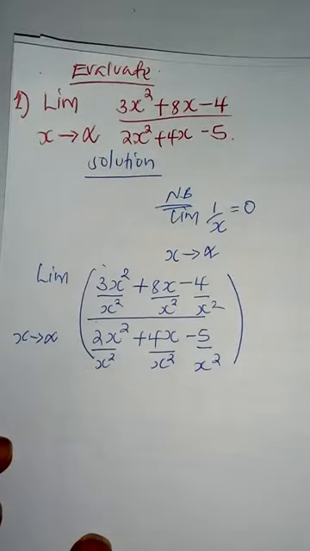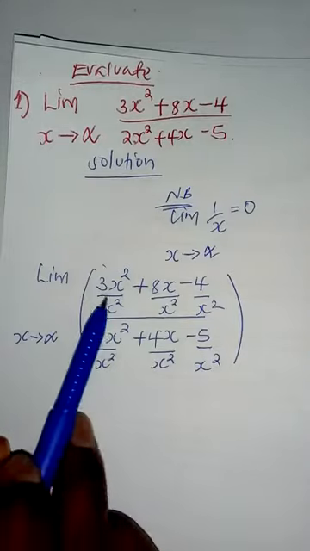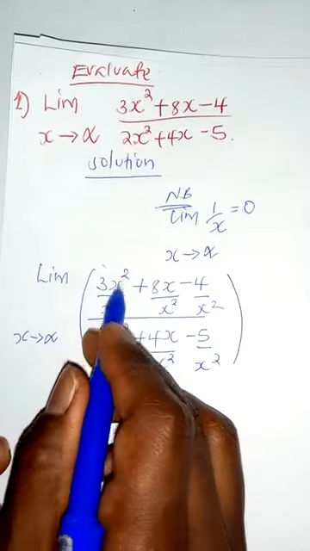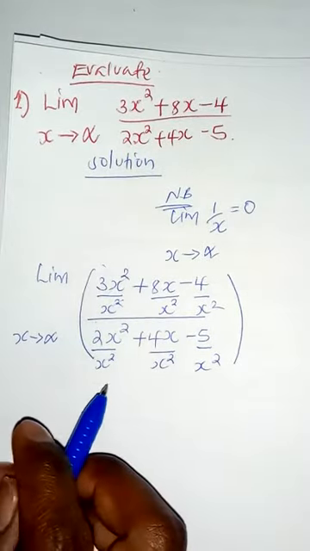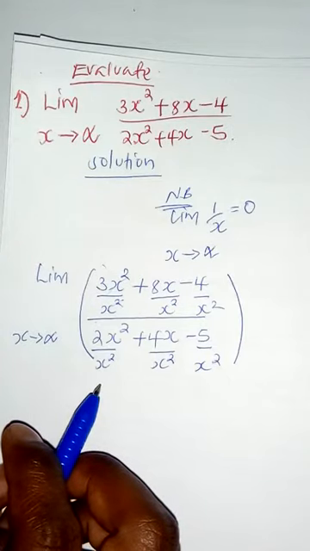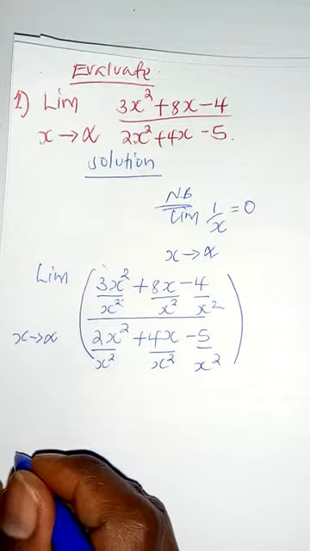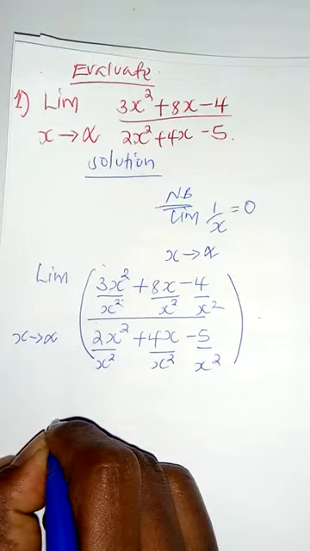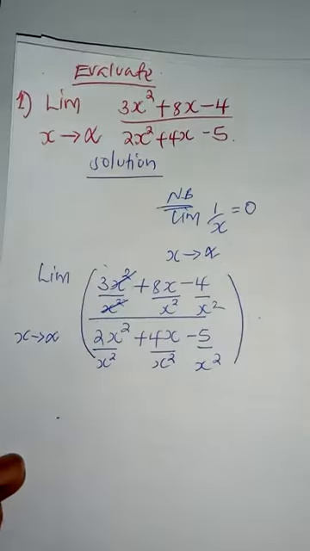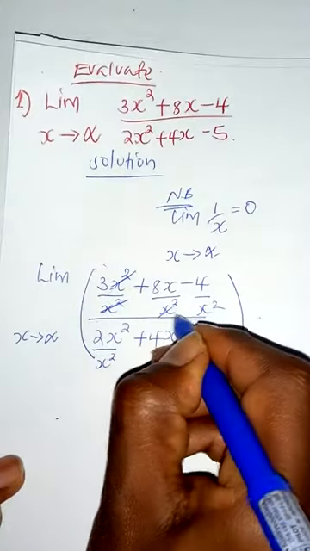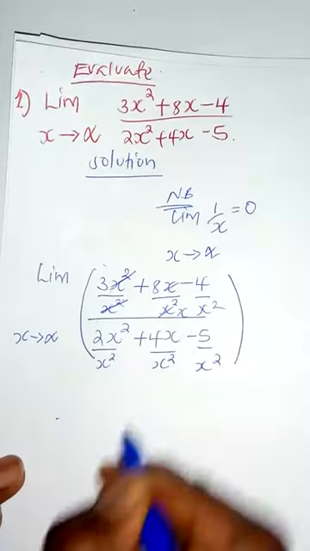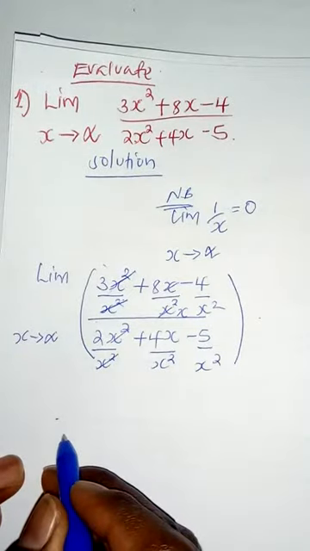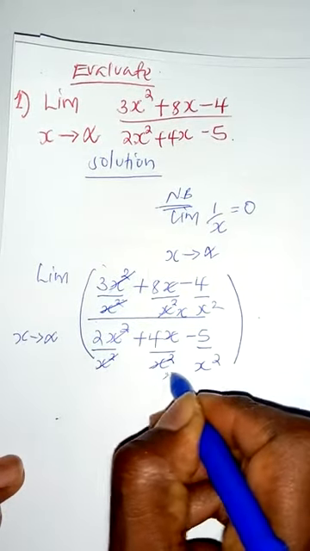Then we try to divide. We have 3x squared and x squared, and the x squared terms will cancel each other out. Then 8x will remain with one x in the denominator, where the other x goes. Then we have x squared and the other x squared going, and we have x and the other x, so we remain with one x.